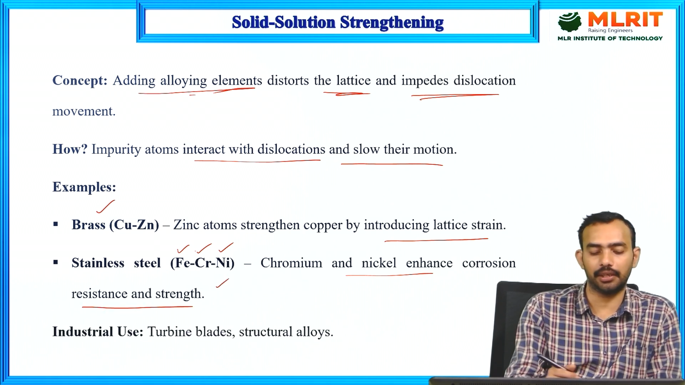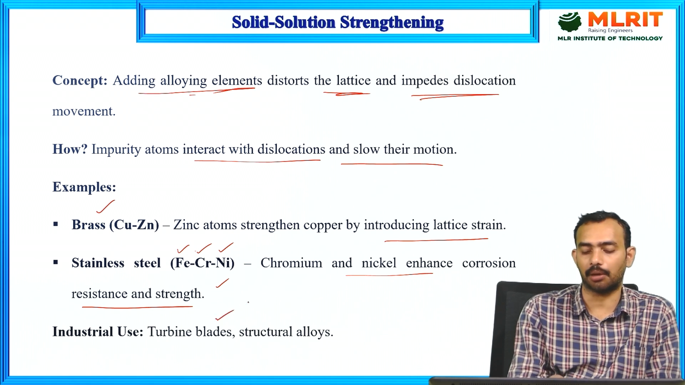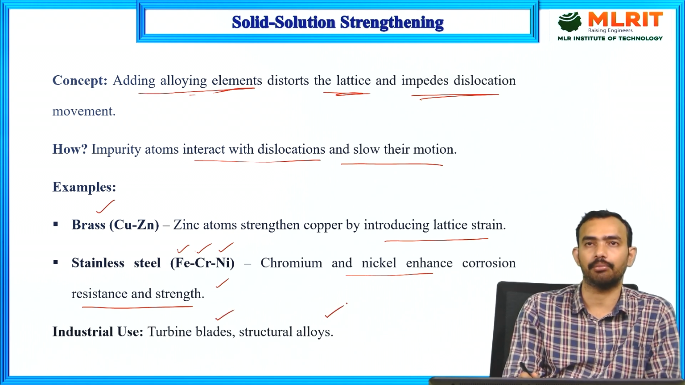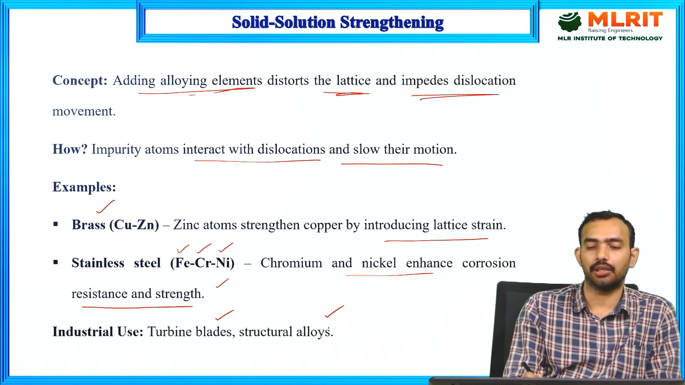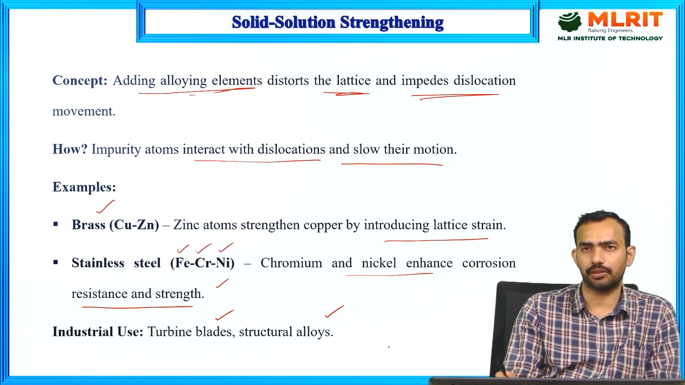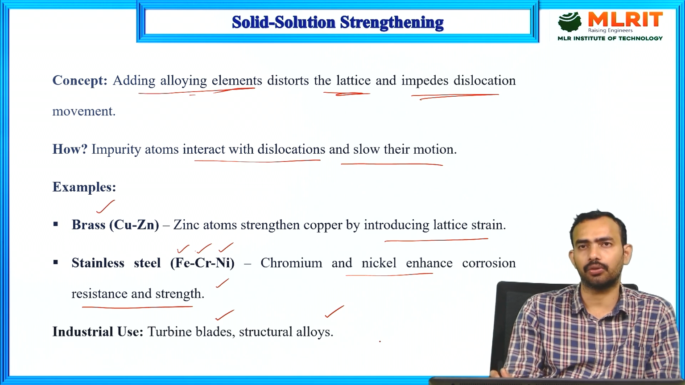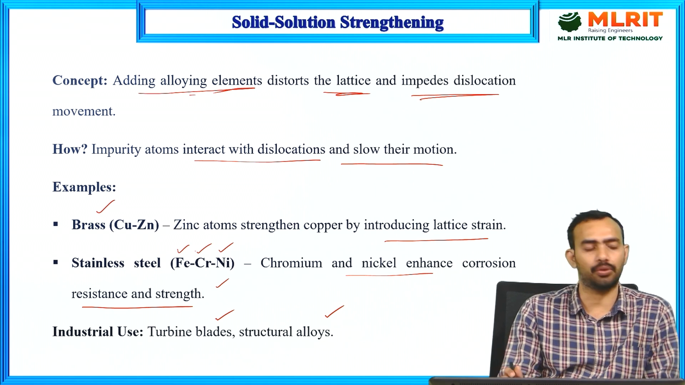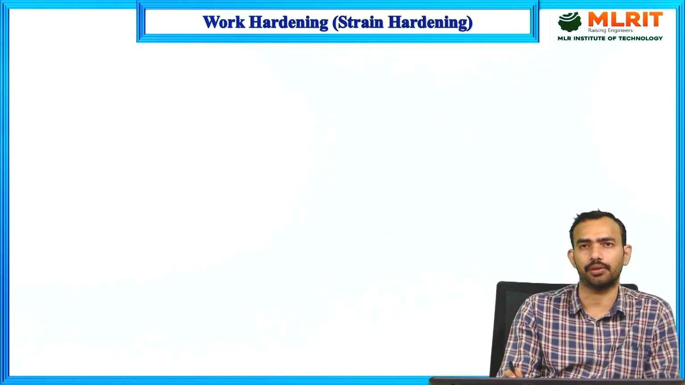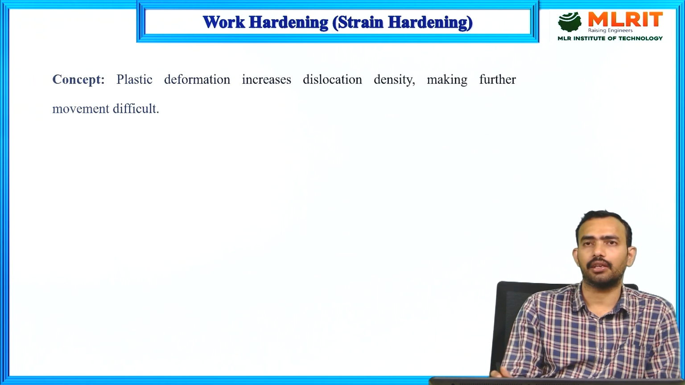So where are the industrial uses? These can be used in turbine blades, and structural alloys can be produced. Strengthened structural alloys can be used in different industrial applications. So by adding impure atoms into the lattice structure, you can distort the overall lattice and induce lattice strains that will significantly slow down the motion of dislocations. That is how we can improve the material strength.